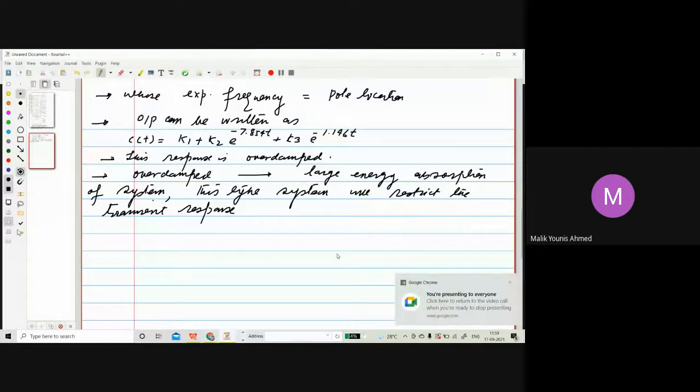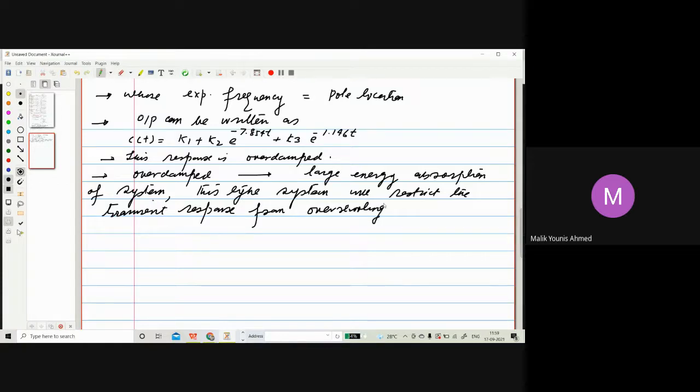So this type of system will restrict the transient response from overshooting, and also it will not allow it to oscillate. Overshooting and oscillating about the steady state value. So this is a very important physical significance.